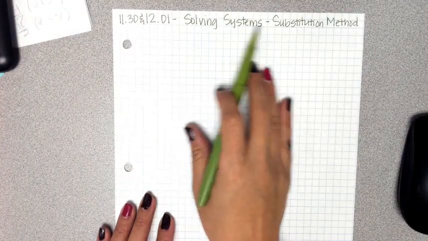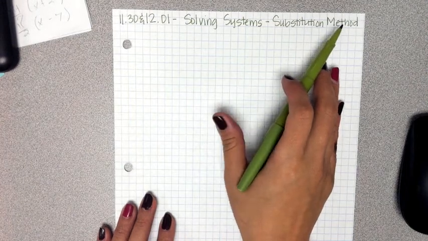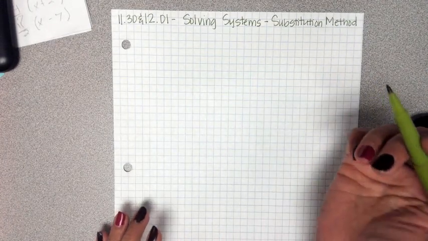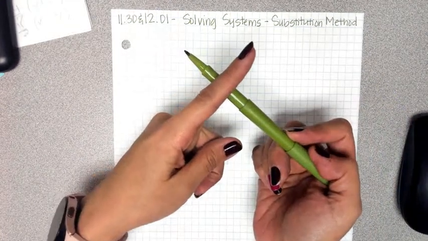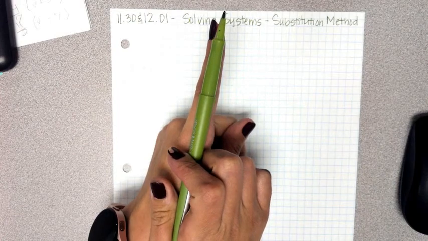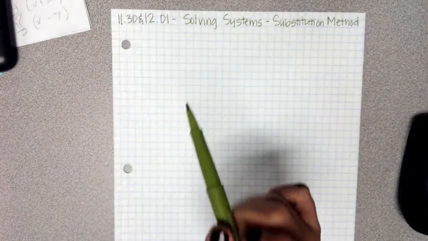We're doing solving systems, and we're doing the substitution method. So we did graphing, and we talked about when graphing, we have two lines. If they cross, it's one solution. If they're parallel, it's no solutions. And if it's the exact same line, it's infinitely many solutions.